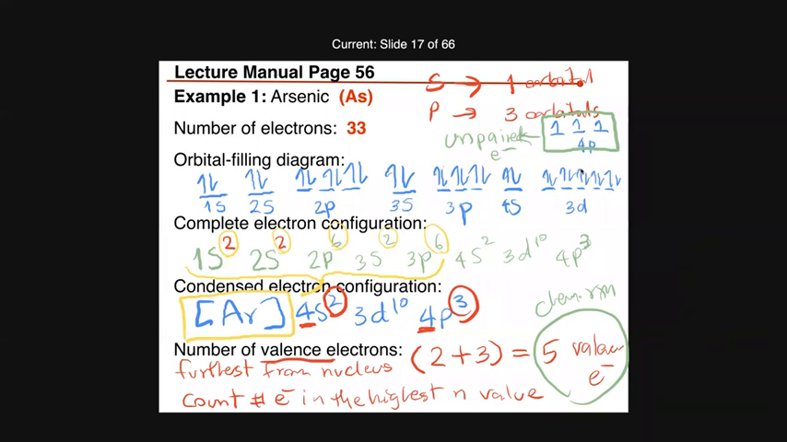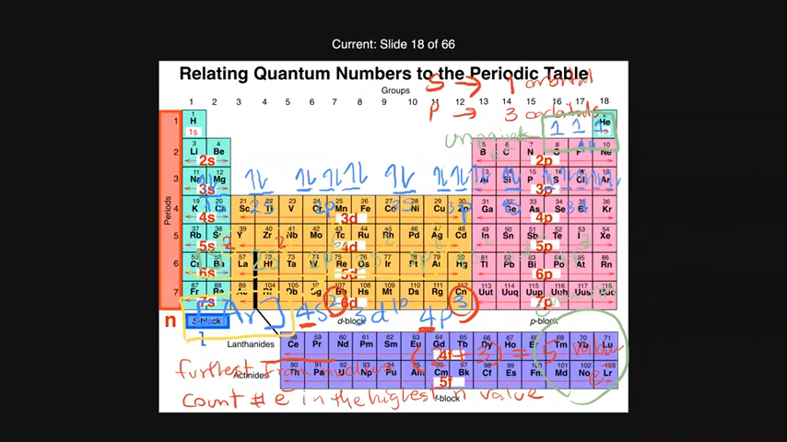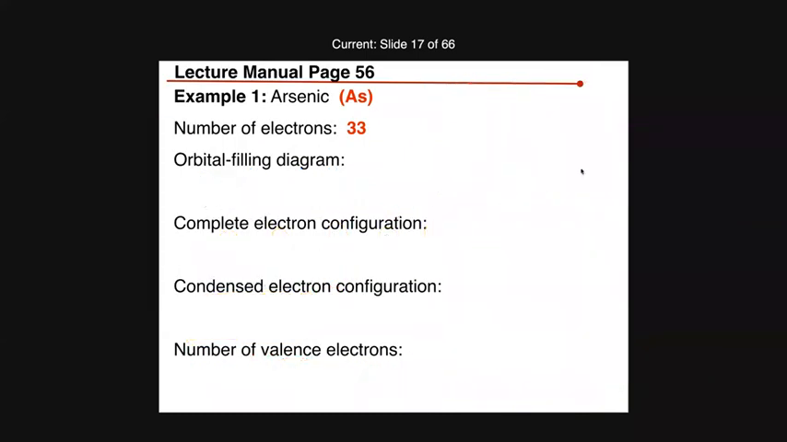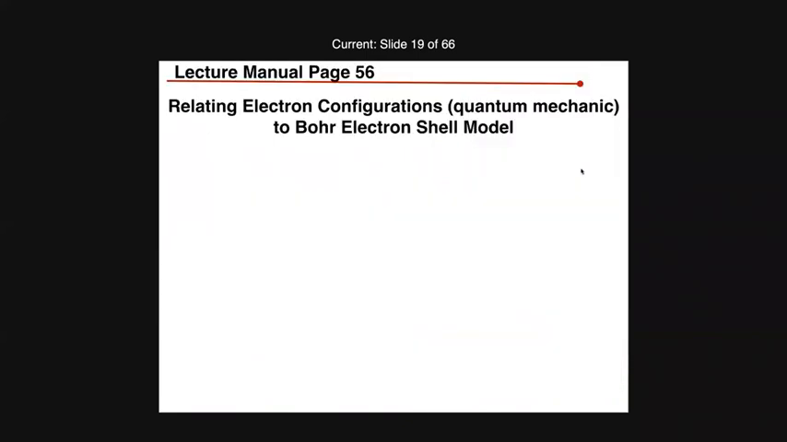Okay. All right. So, I'm going to erase this so that we have a clear picture to talk about the next step. The next thing I would like to do is relate the electron configuration, which is explained by the quantum mechanics model, to the Bohr electron shell model that we saw earlier.